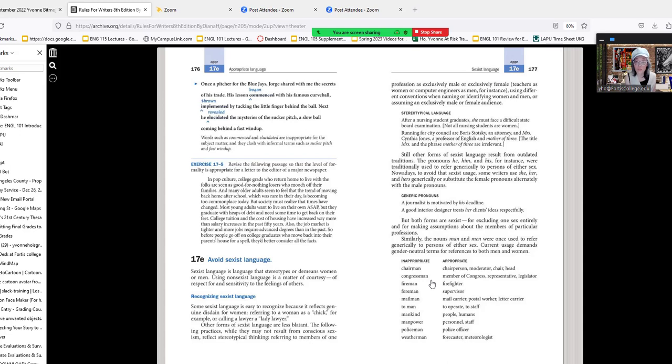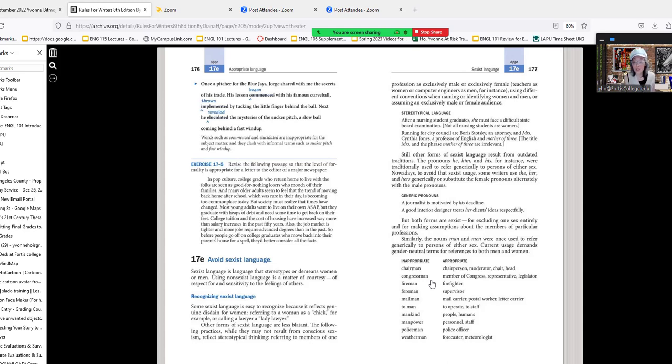Running for city council are Boris Statsky, an attorney, and Mrs. Cynthia Jones, a professor of English and mother of three. And the mother of three is irrelevant. If you're going to say that, you might as well say Boris Statsky, an attorney, father of two, and Cynthia Jones, a mother of three. If you're going to mention mother of three, then you have to mention he's a father of two. Then at least that's consistent.